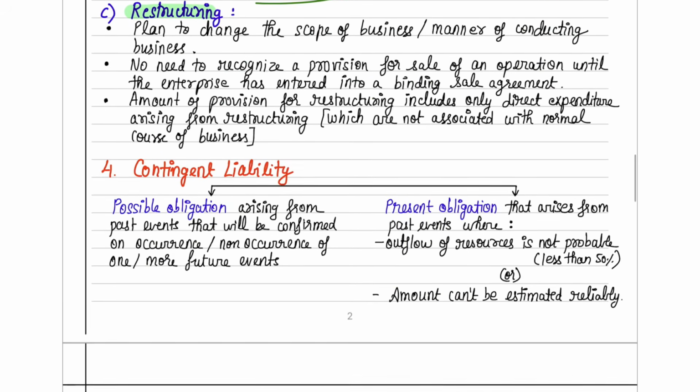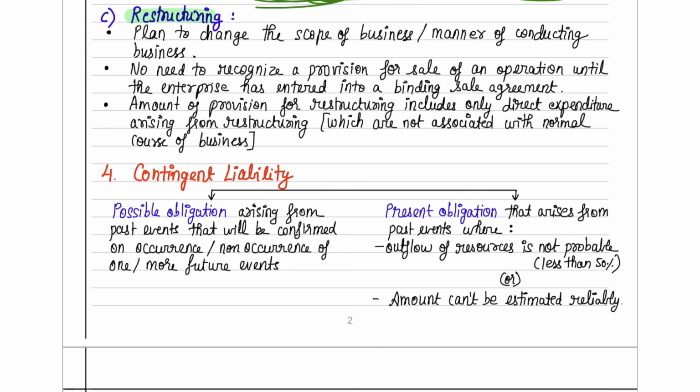Next, you're going to see about restructuring. Restructuring means basically you make a change in your business, either in the scope of your business or the manner in which you conduct the business. If you make a change or you plan to change, then it will be known as restructuring. You give a new face to the already existing business.